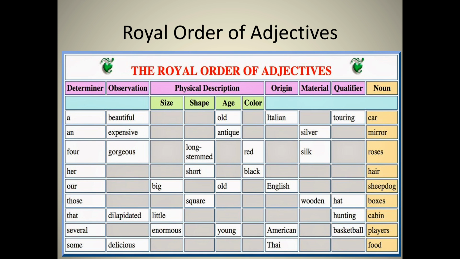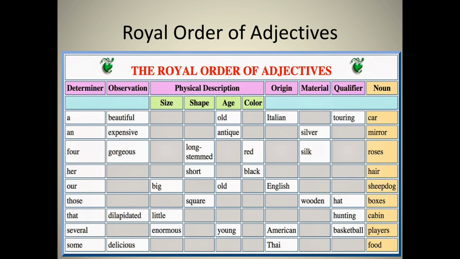So the first word that you have to write in the adjectival phrase is the determiner. That is the articles a and the, or the number, how many objects, or the possessors like her, our, my, their, or this, that, the demonstratives, or several, some, focusing or mentioning the quantity of something or the amount of something. So determiners come first in the adjectival phrase.